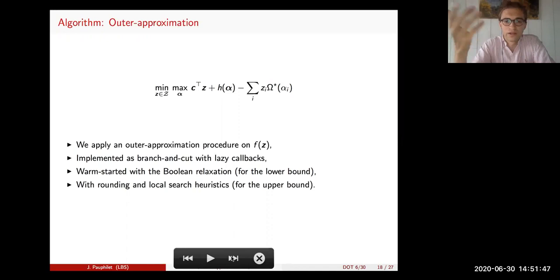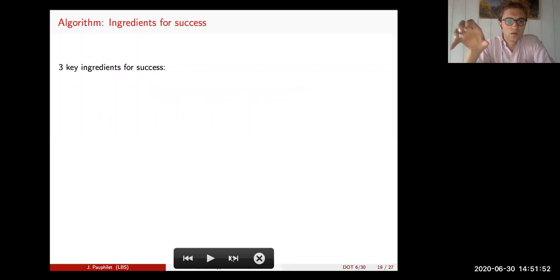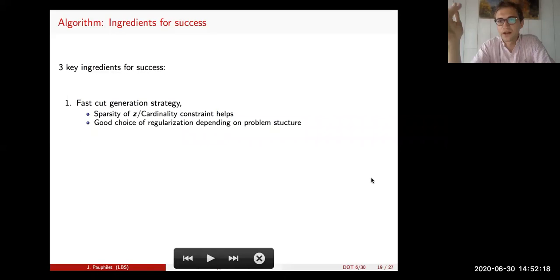What I would like to emphasize here is, why do we think these methods work and why is this framework relevant? So I think there are three main reasons for this general outer approximation procedure to work. Three reasons that also echo other analyses of modern Benders decomposition, especially work by Fischetti and co-authors. So the first ingredient is being able to generate cuts, so computing f of z in a very efficient way.